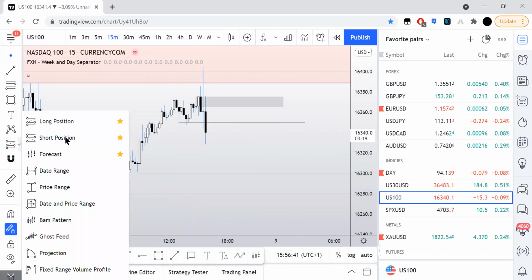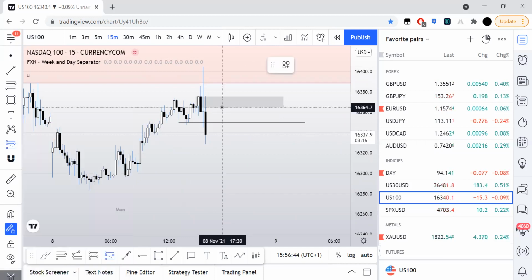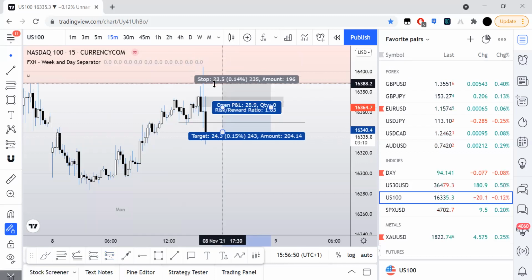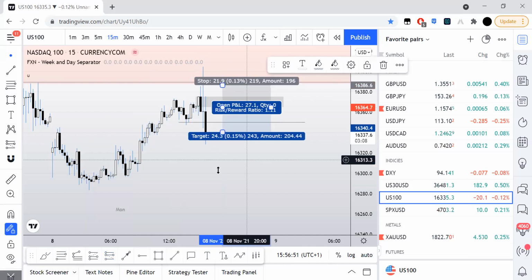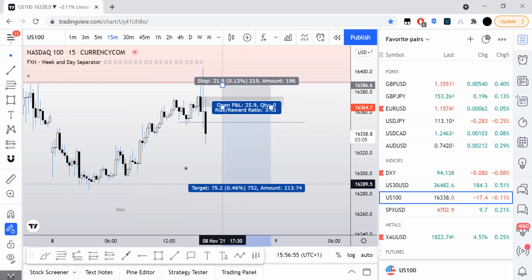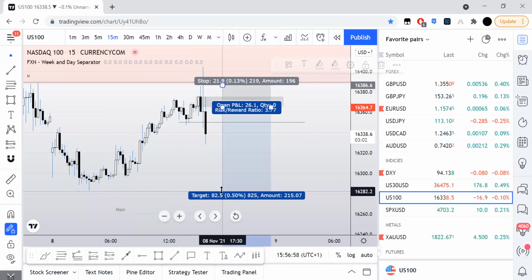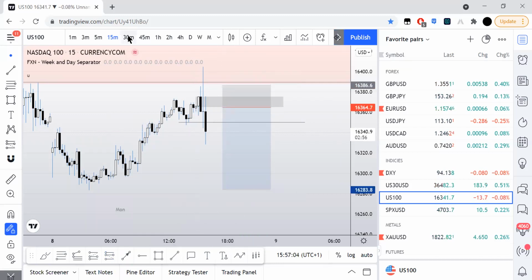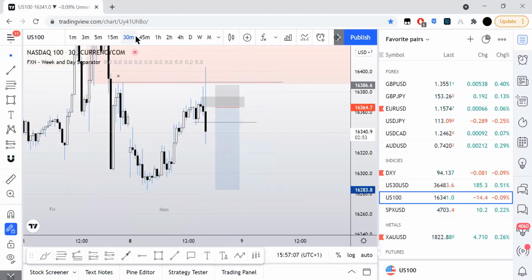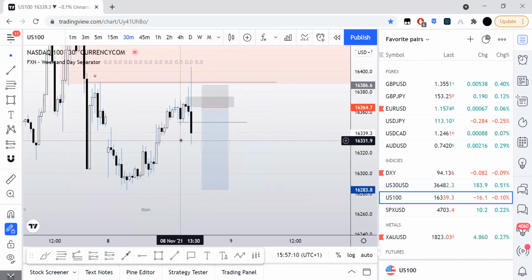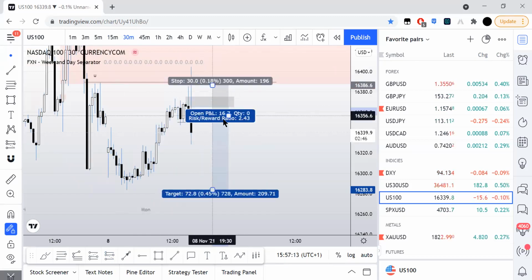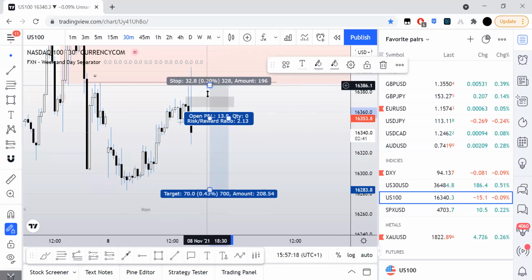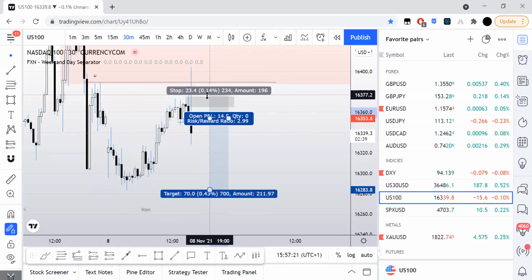I don't like that stop loss though. I'm gonna ignore the wick, that big wick. I might not go that far. Might do this instead. At least a 1 to 3.